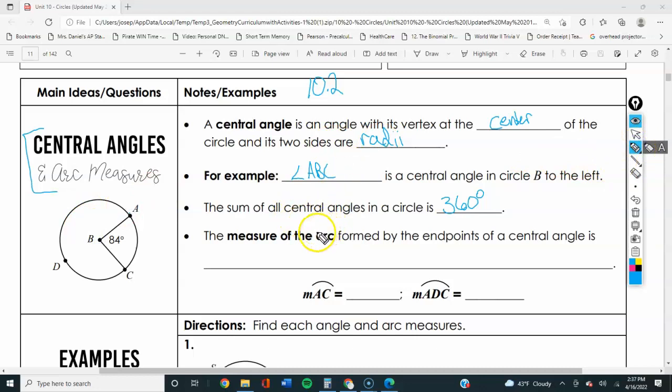Alright. So the measure of the arc, the measure of like AC, the measure of this arc. Remember, we put an arc over top of it so we know it's an arc. The measure of that arc is congruent to the degree of the central angle. So they're equal. The measure of the arc which the central angle intercepts is equal to the degree of the central angle.